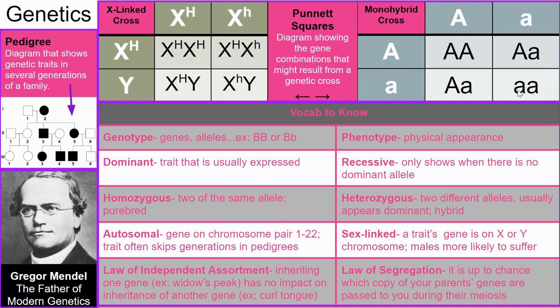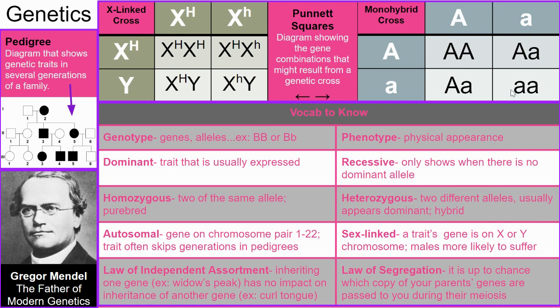So, if let's say these traits were for being able to curl your tongue, and being able to curl the tongue is a dominant trait, so the mom could curl her tongue because she was heterozygous, the dad could curl his tongue because he's heterozygous, and now 75% or 3 out of 4 offspring will be able to curl their tongue because they got at least one dominant copy of that allele.